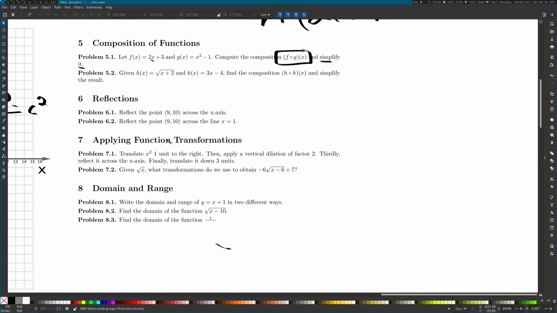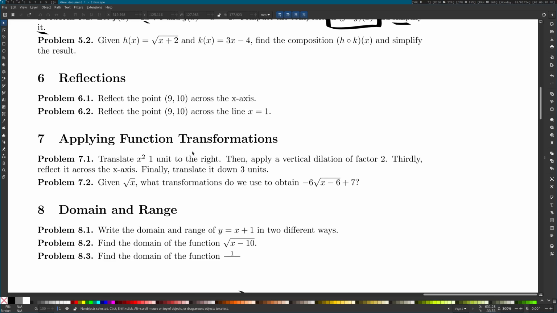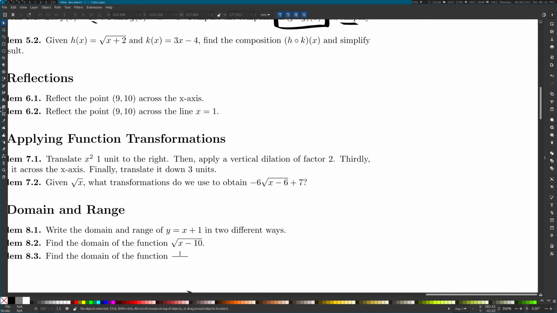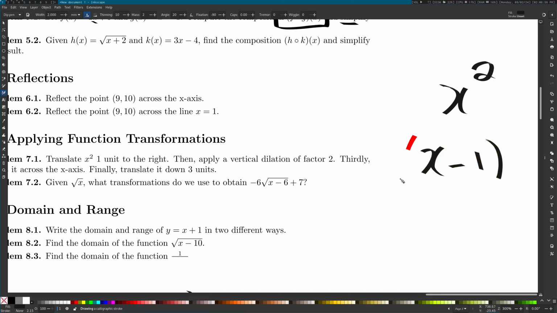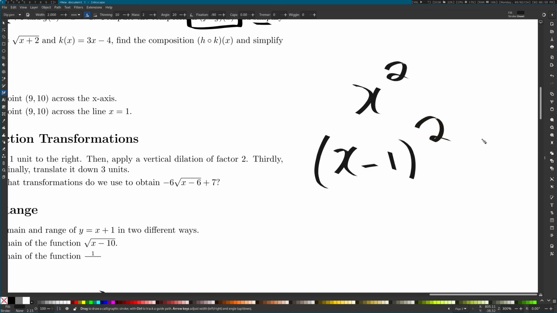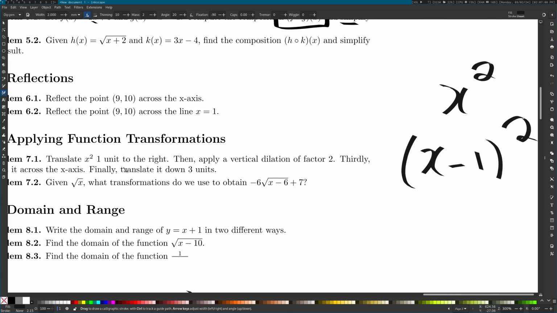Applying function transformations. Translate x squared 1 unit to the right. How do we move this 1 unit to the right? (x - 1) squared. Okay, we got our first step done.